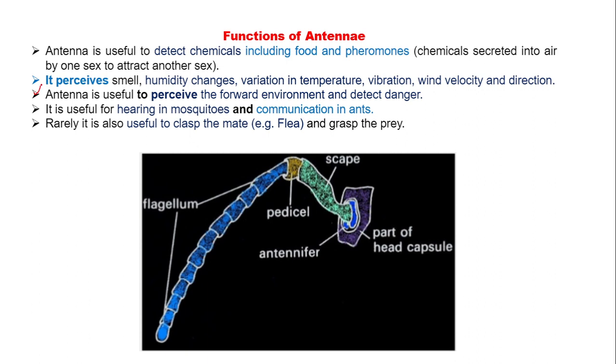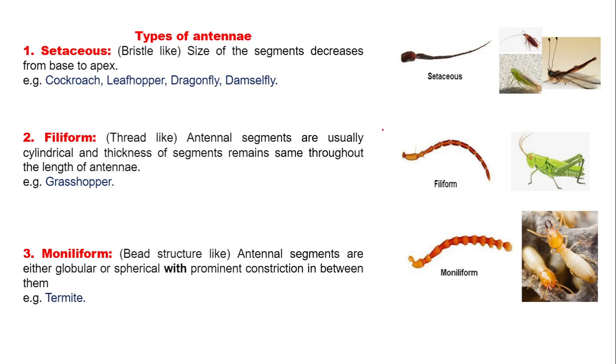Antenna is useful to pursue the forward environment and detect danger. It is useful for hearing in mosquitoes and communication in ants. Rarely, it is also useful to clasp the mate in fleas and grasp the prey in some other insects. Types of antenna. There are several types of antennae. Now we are going to discuss them one by one.